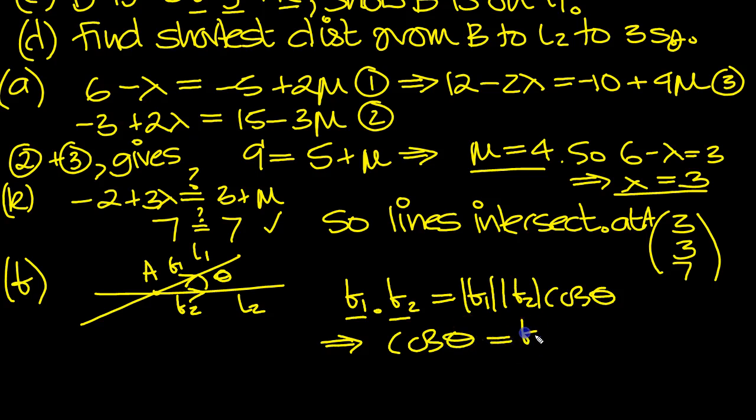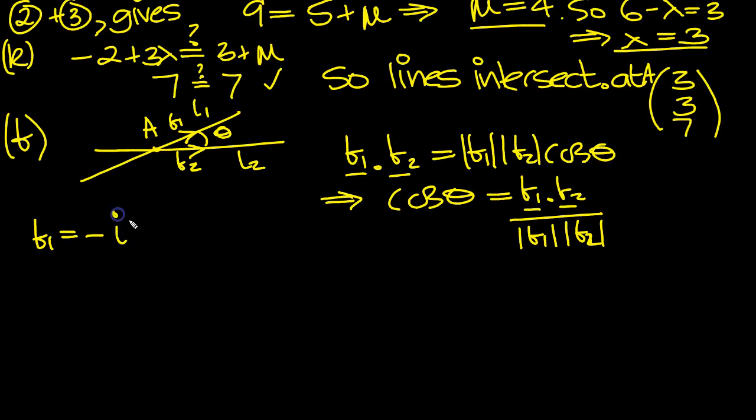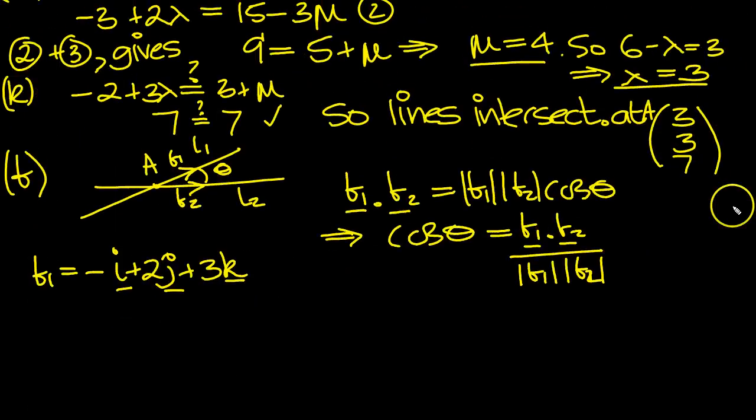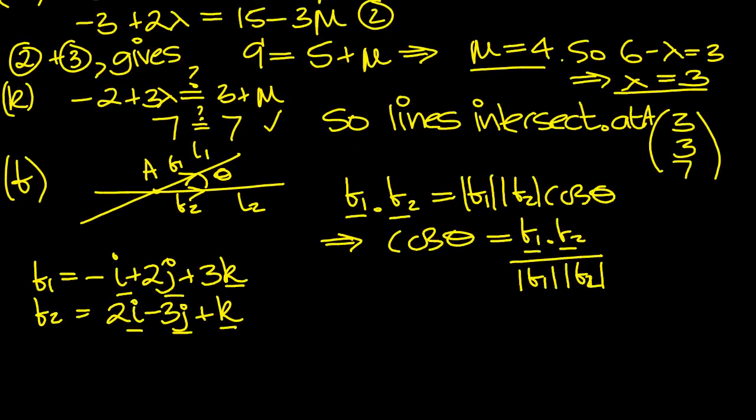So that tells us what cosine is. We can now rearrange. It's just the dot product of b1 dot b2 divided by the moduli of both of those parts, b1 and b2. Now b1 is equal to, we just need the directional vector from line 1, minus i plus 2j plus 3k. And then we also need b2, which is 2, minus 3, 1. So b2 is 2i minus 3j plus k. I'm just going to double check that. 2, minus 3, 1. Yeah, that's fine. So there's our values.